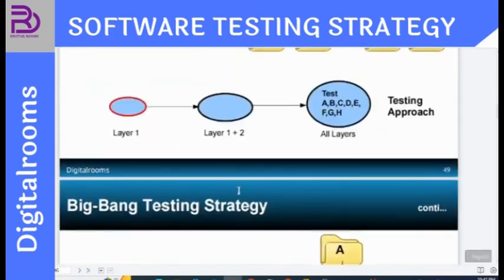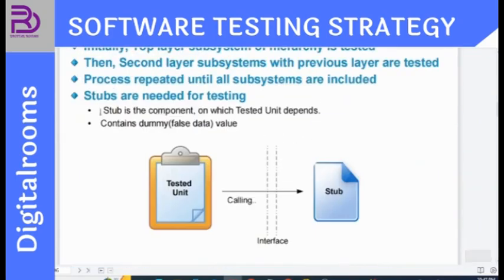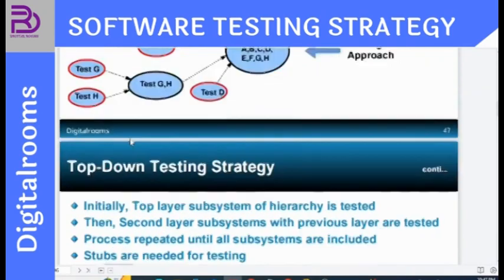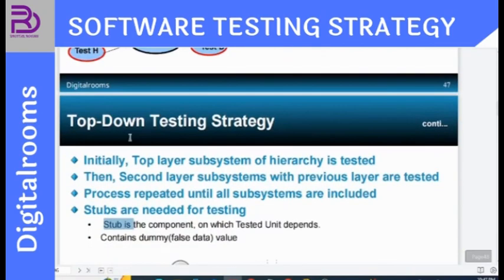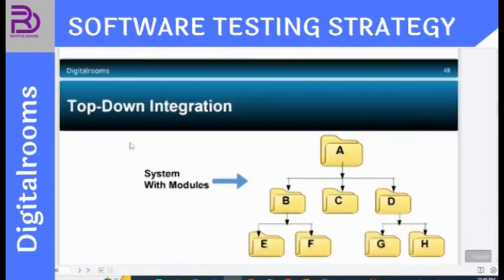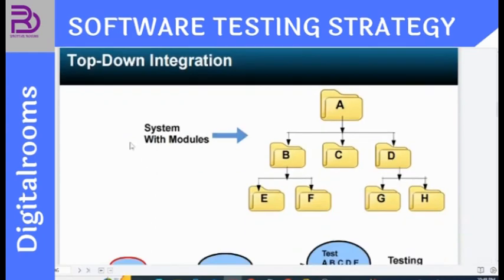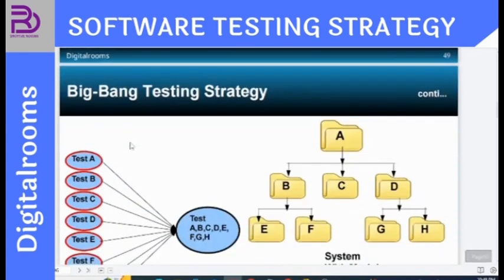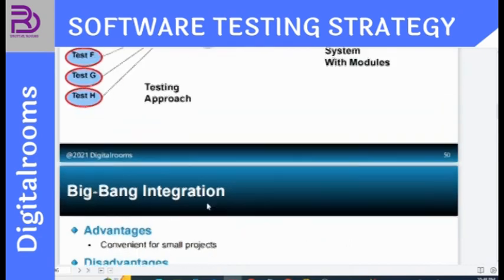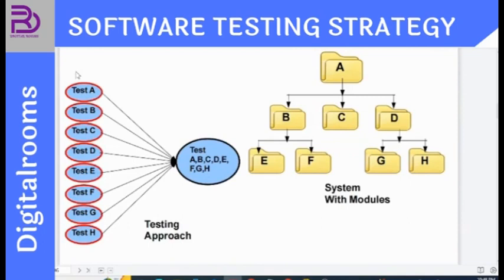If you saw the previous lesson, we talked about it. There we require something known as a stub for applying the top-down testing strategy, and also the bottom-up integration. But in Big Bang, we don't need any stubs or drivers. Integration testing is only possible when all modules are ready, as the figure shows: A, B, C, D, E, F, G, H.